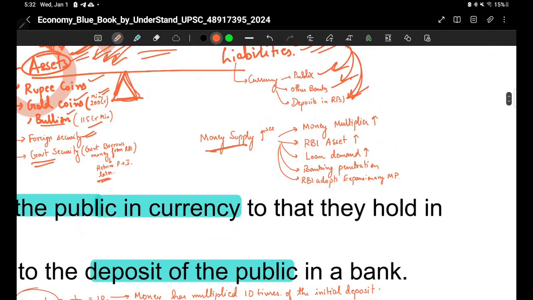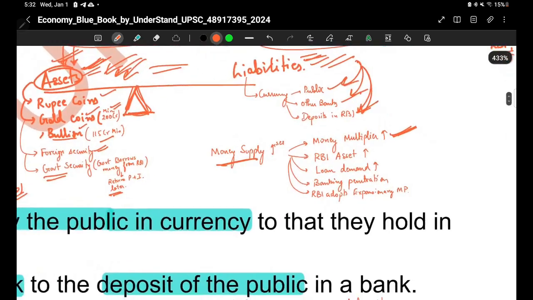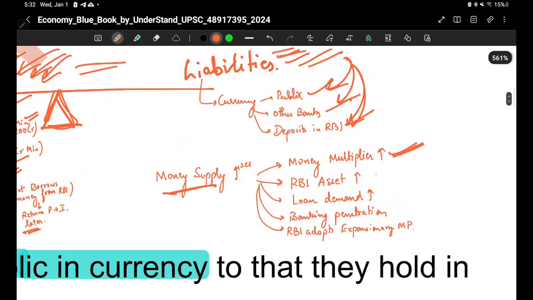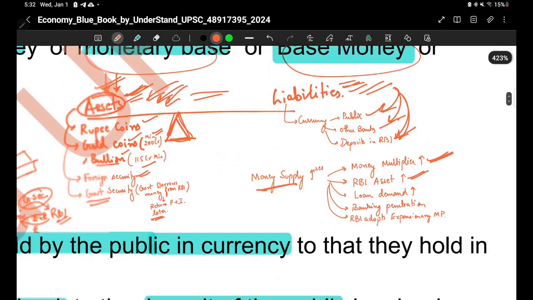Then money supply. When does money supply increase? When the money multiplier increases. What is money multiplier? I'll come to that. For now, just see this. When RBI assets increase, when the asset side increases, RBI gets the eligibility to print more money. So when RBI assets increase, money supply will increase.